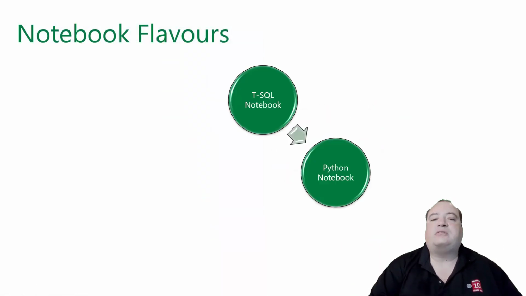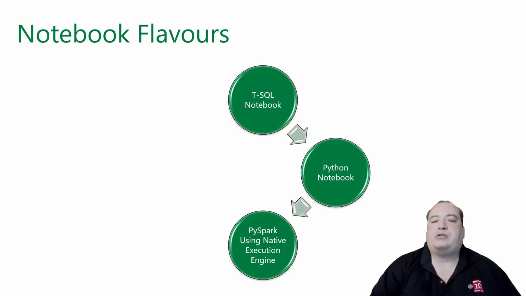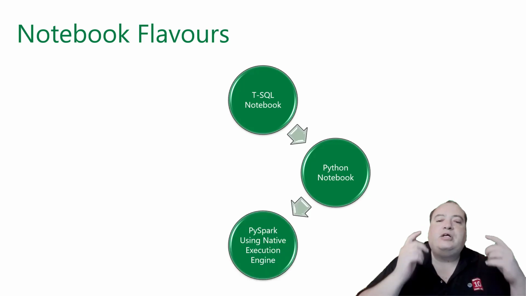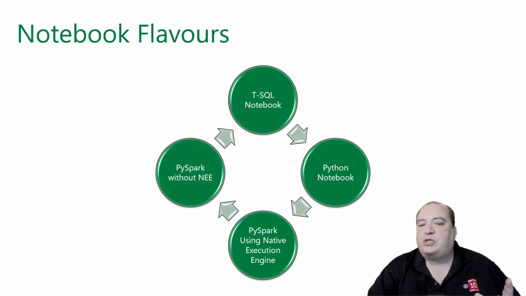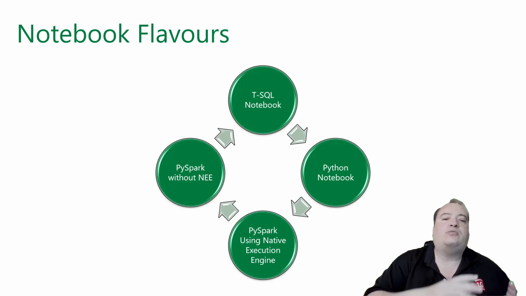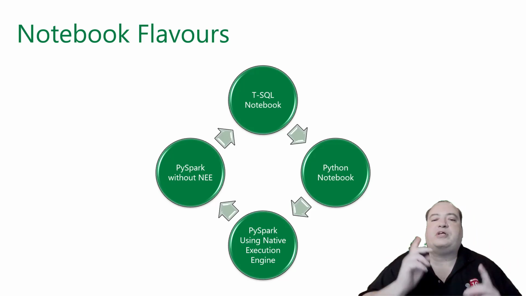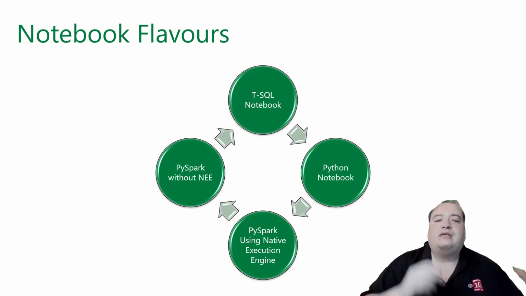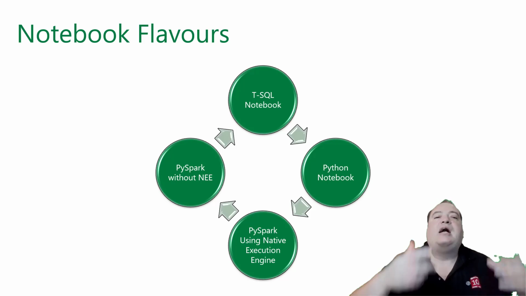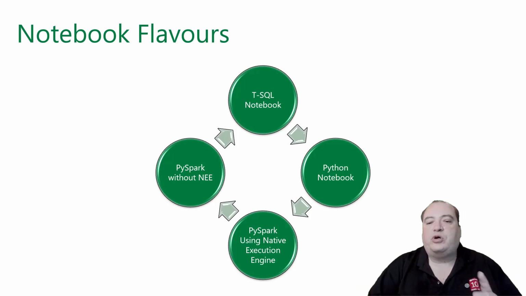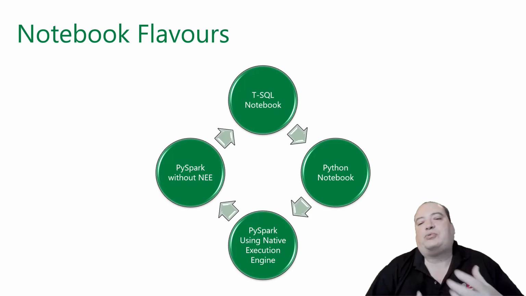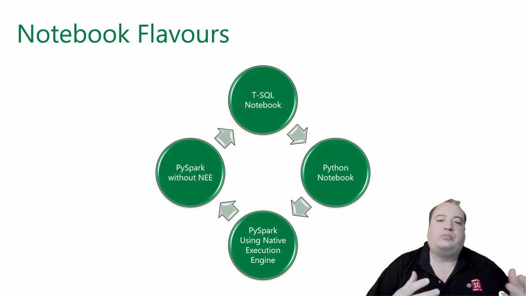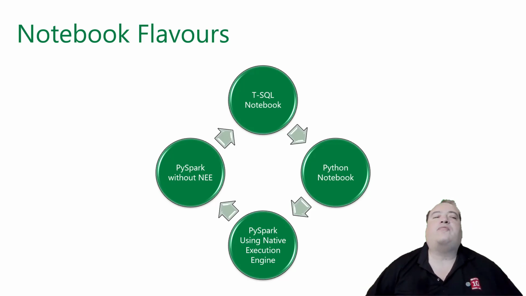We have the T-SQL notebook, the Python notebook, the PySpark notebook using the native execution engine, and the PySpark notebook without using the native execution engine. The native execution engine, a recent new feature, makes a difference depending on whether it is enabled or disabled in a PySpark notebook, resulting in a total of 4 types of notebook.